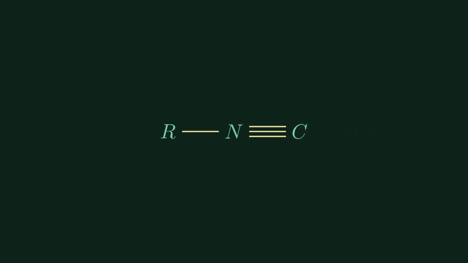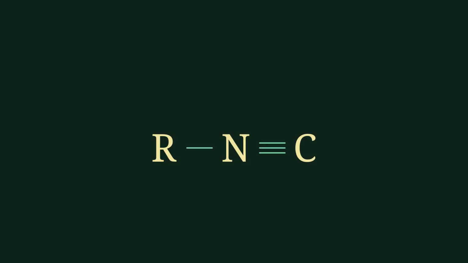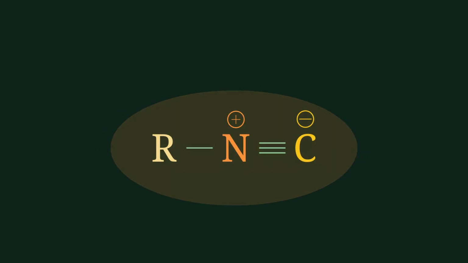The result? An isocyanide, also known as a carbylamine. RNC. That triple bond is unique because the nitrogen carries a formal positive charge and the carbon carries a formal negative charge. It's this specific, high-energy arrangement that produces that characteristic, pungent odor.